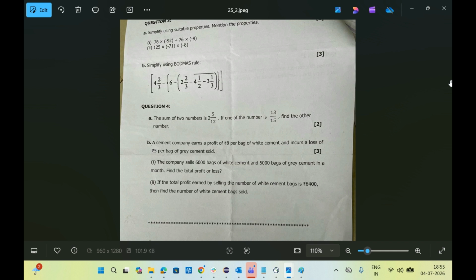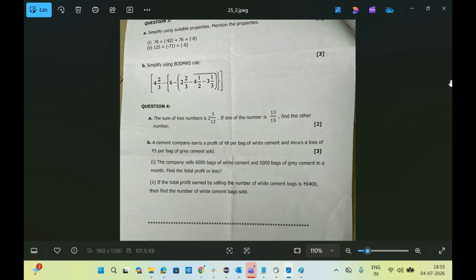Next, you come to page number 5. Two boxes are there. You concentrate more on that one. Positive integer into negative integer is negative integer. Negative integer into positive integer is equal to negative integer. Those two boxes you note down. Those two are important.